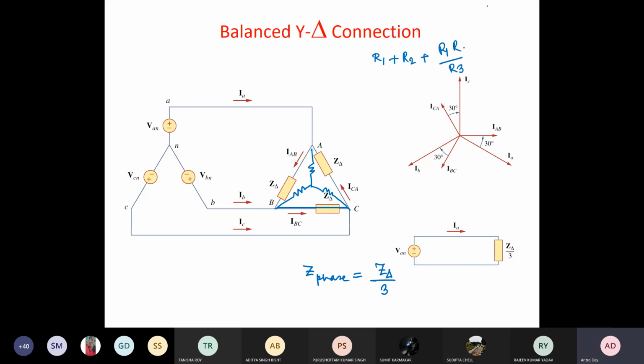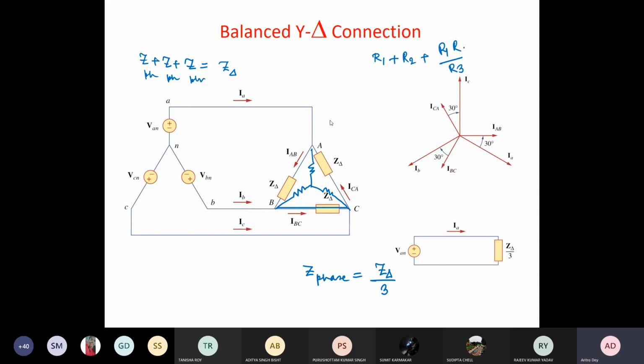Okay, anyway, if it is Z1, Z2, Z3 and all are the same, then it is Z plus Z plus Z, which is equal to Z delta if this is phase. So you can find out what this is. This is how you can convert, and then you can solve it.